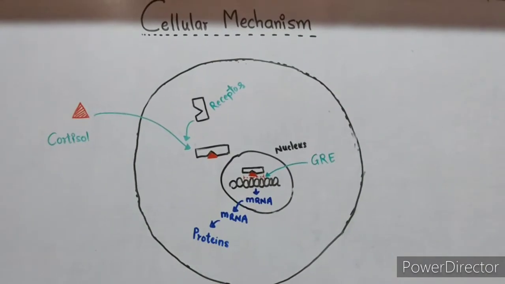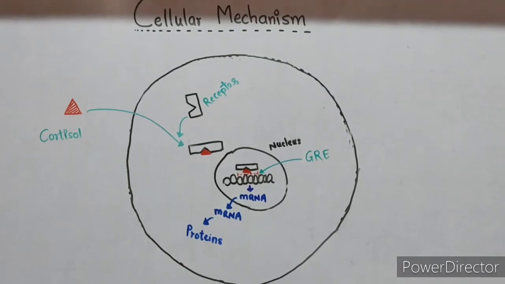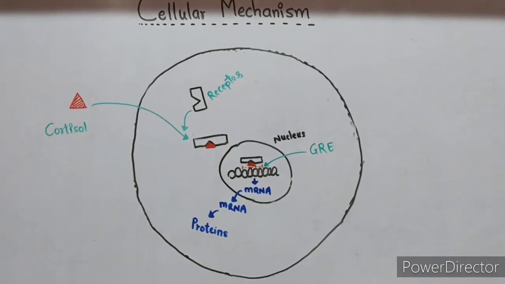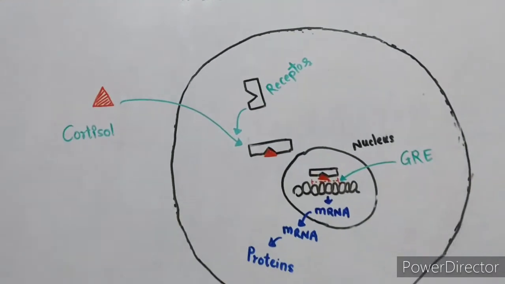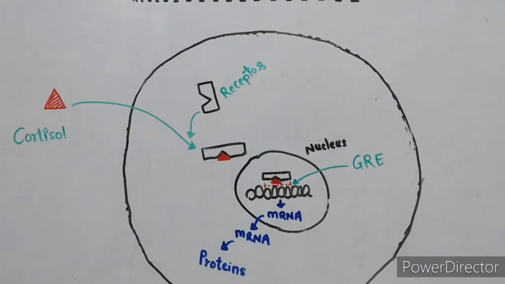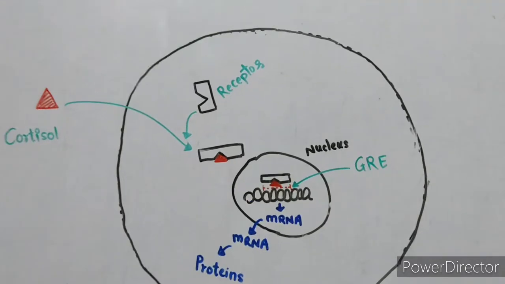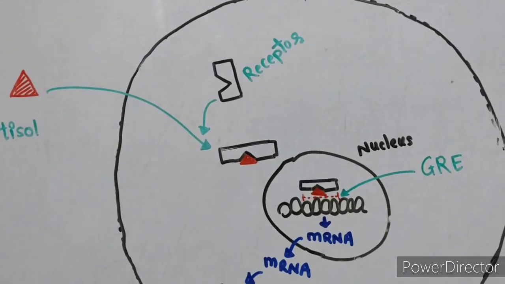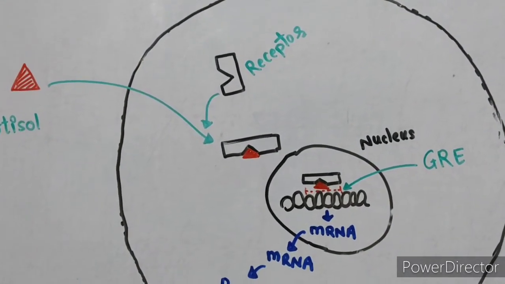First, let's make a quick recall of the cellular mechanism of cortisol. The figure shown here is of a cell. Cortisol, being a steroid, is lipid soluble. It can easily diffuse through the cell membrane. Once it enters the cytoplasm, it binds with the receptor and forms the cortisol receptor complex.